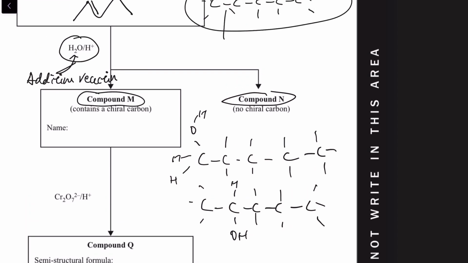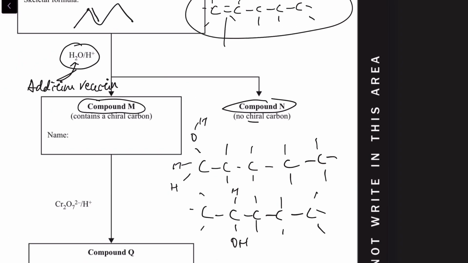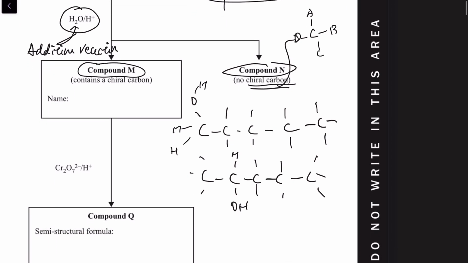To answer this question, you need to know the definition of chiral carbon. So I have already discussed this in the previous video. I think it's the first video with regard to the organic chemistry. Chiral carbon means you have 4 different things connected to your carbon. So here you can already see that this carbon is connected to 2 hydrogens. So it is not a chiral carbon.